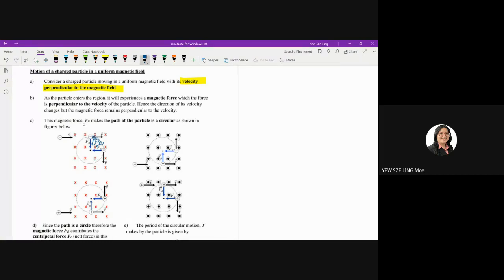So the magnetic force makes the path of the particles circular, as shown in the figure, if the velocity is perpendicular to the magnetic field. Because if V is perpendicular to B, F will always point toward the center at this position. So eventually you will obtain a circle.